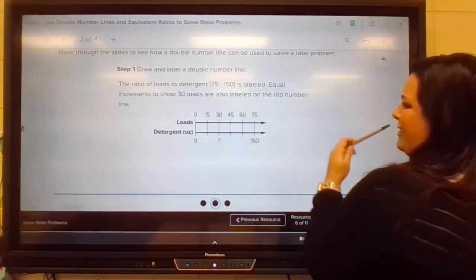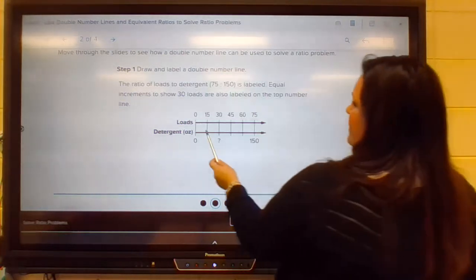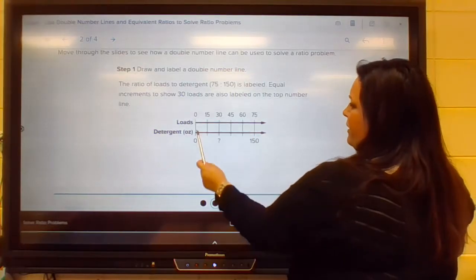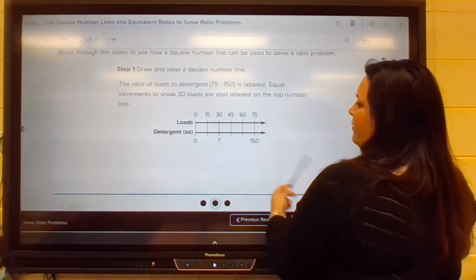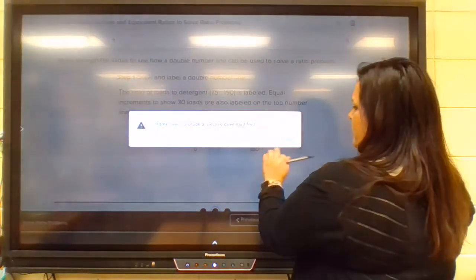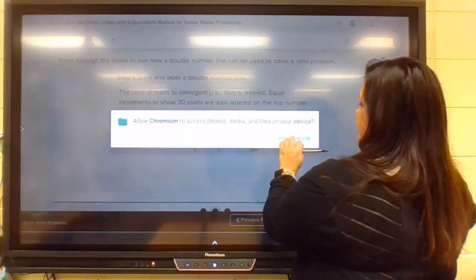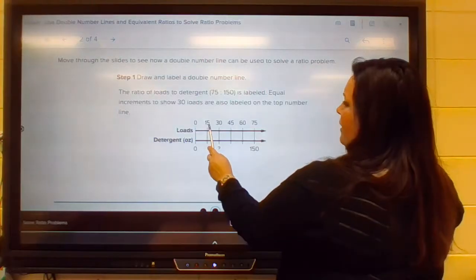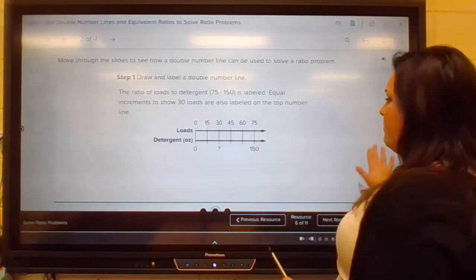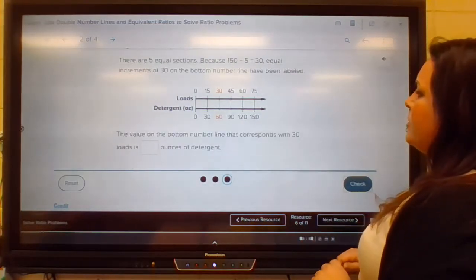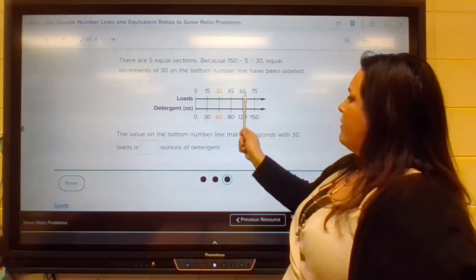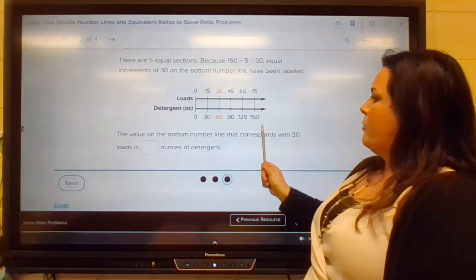Then we can say, all right, what can I divide these by? Well, we're going to divide it into 5 sections, so that we can get to that 30. So I break it into 5 sections, 1, 2, 3, 4, there's our 5th here. So 75 divided by 5 is 15. And we also do the same thing with 150, dividing it by 5. Okay? So that would be 30. Then we can start filling it in. 15, 30, 45, 60, 75, and 30, 60, 90, 120, 150.